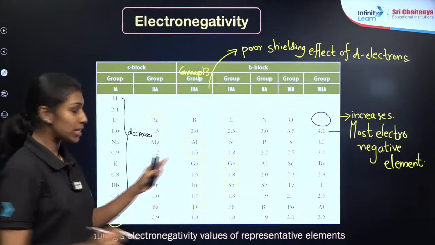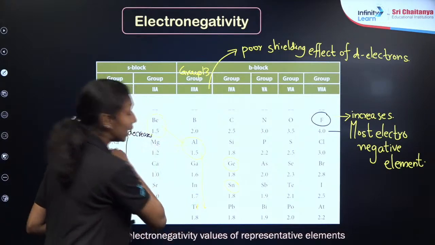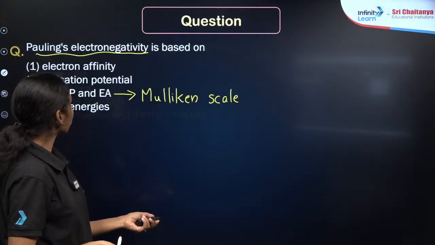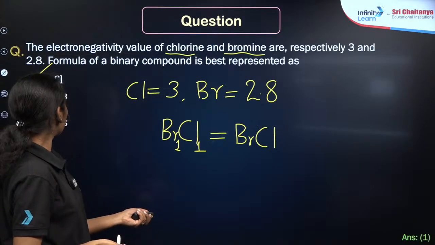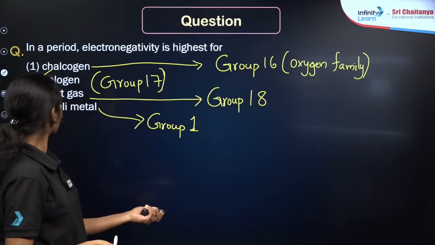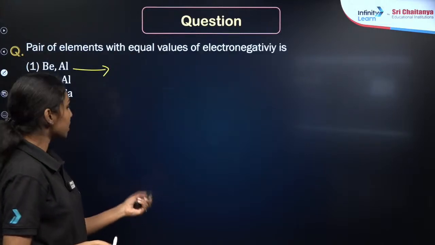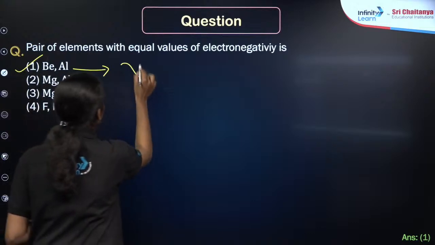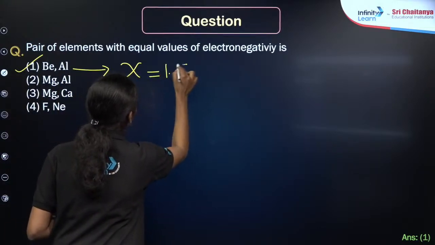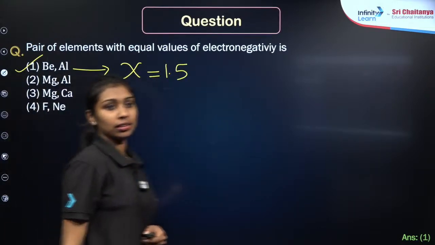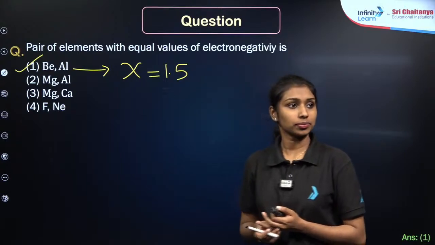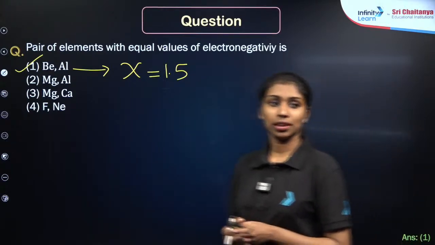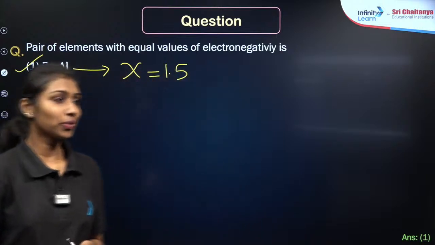You will be discussing this property as the diagonal relationship in detail in the next slide, so that you can get the correct answer. So here, beryllium and aluminium, that is option A, will be the correct answer. Clear? Having the same value of electronegativity, chi is equal to 1.5. Are you getting my points clear?